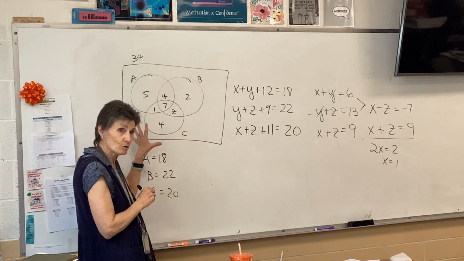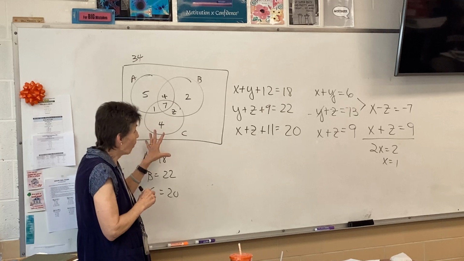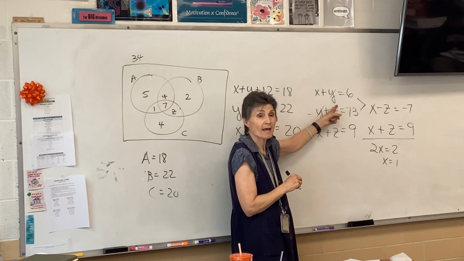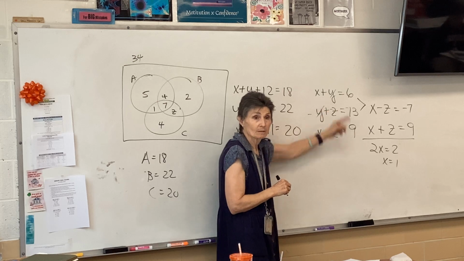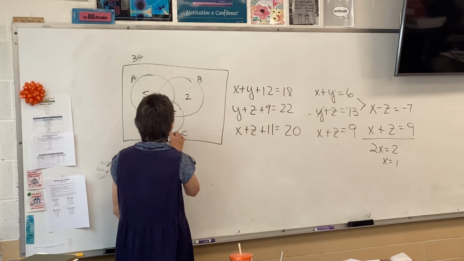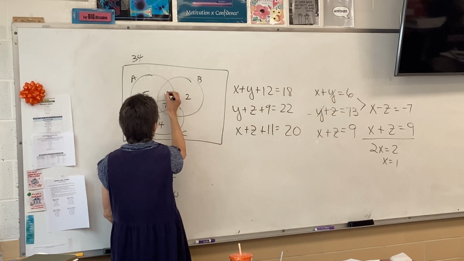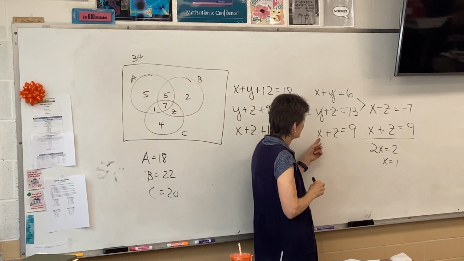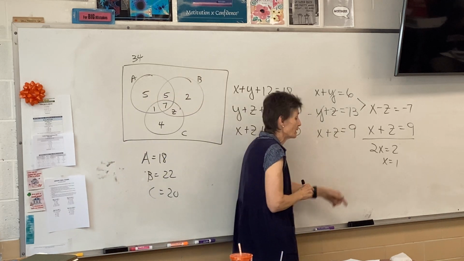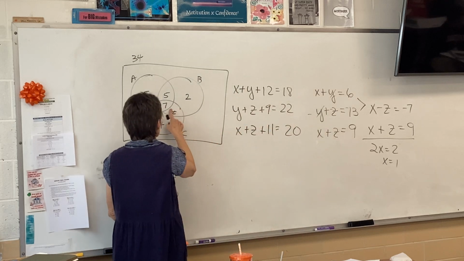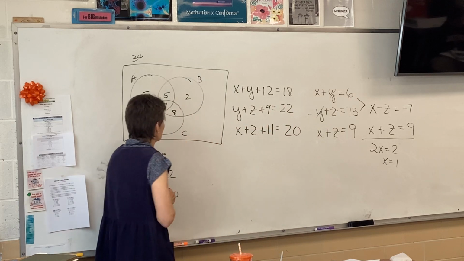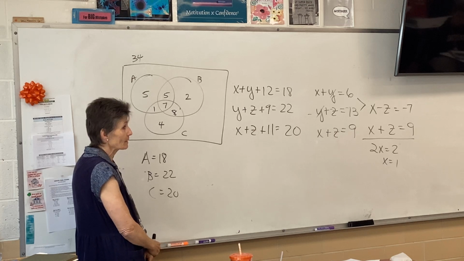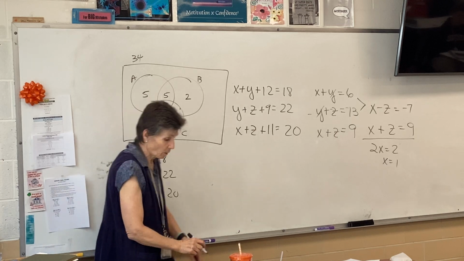Now I can either use my picture, or I can go back to my equation. If x is 1, y is gonna have to be 5. And if x is 1, z is going to have to be 8. You find one, just find one.